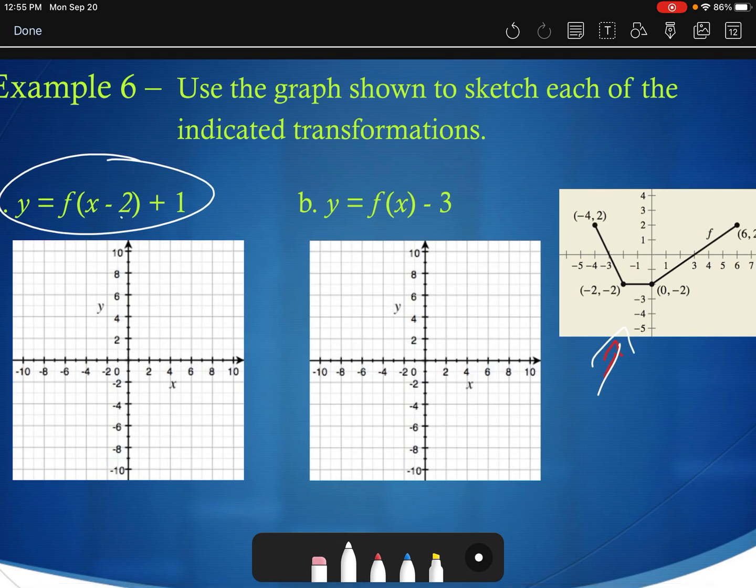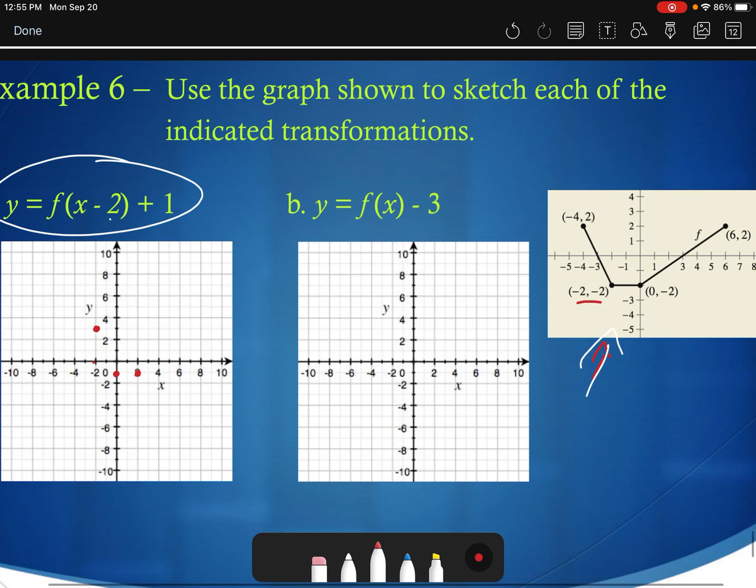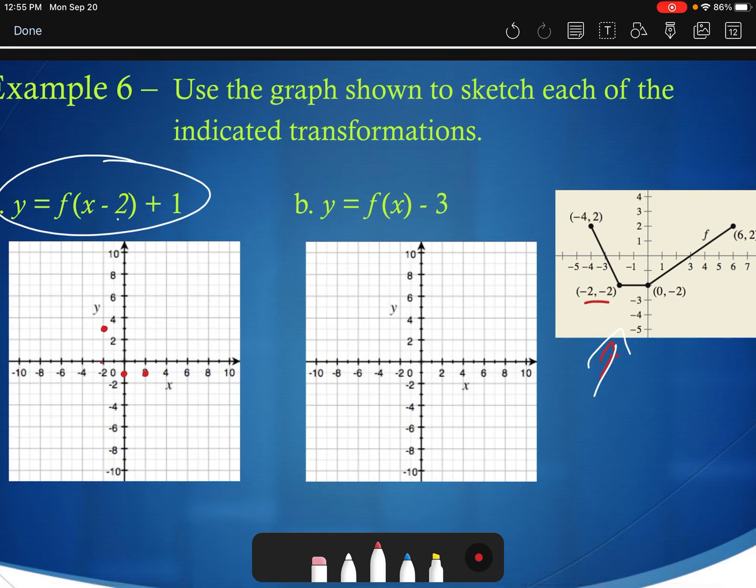So this says up 1 and right 2, correct? So right 2 means negative 2. And then we're going to add 1. Negative 2, 3. So there's that point. Now this point. Negative 2 means right 2 and up 1. So I believe that put us there. 0, negative 2 would be over 2, up 1. That put us there. And is that 6, 2? Yep. So right 2 would be 8, up 1, so it'd be 8, 3. And I think we got the graph we were looking for. There's the shift.